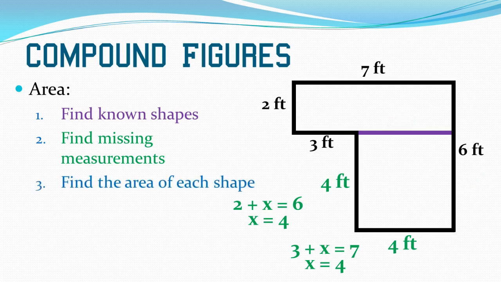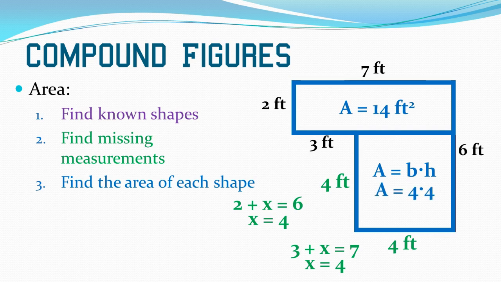In this case, I need to find the area of each shape. My top rectangle is 2 feet tall by 7 feet wide. So I could say that my base is 7 and my height is 2. I'm going to start with my formula for area, base times height, which is 2 times 7. That gives me 14 feet squared. If I do the same thing for the bottom rectangle, which is actually a square, I'm going to take the formula for area, base times height, and plug in 4 by 4. My 4 could be either side for my base, and my height could be either side because it's a square. 4 times 4 gives me 16 feet squared.